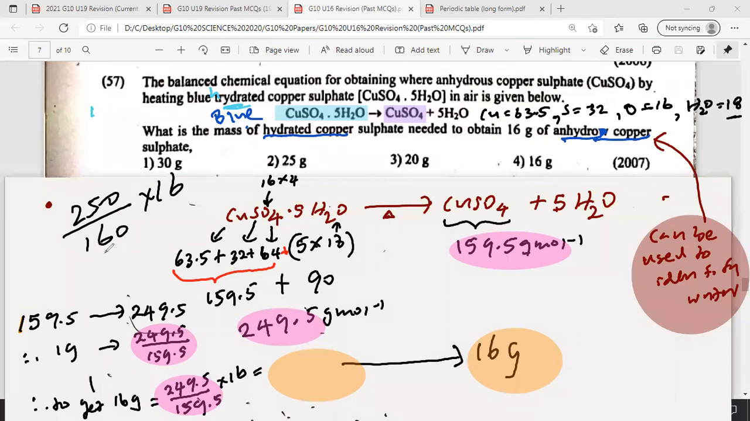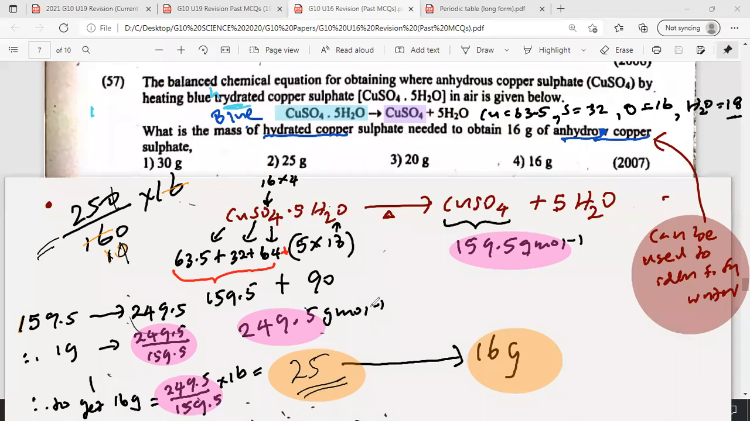So 16 times 10, 250 divided by 10, you get 25. Most probably in the O-level paper, they will have given copper equal to 64, because 63.5 is the exact value; 64 because of the isotopes, you get this 0.5. So then the zeros cancel, and you get the answer 25. Here the answer will be 25 grams.